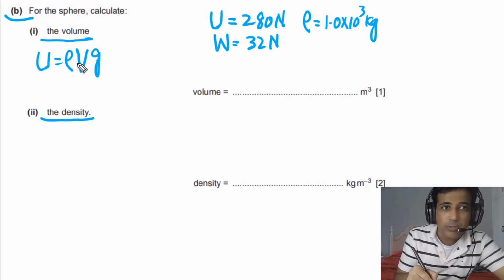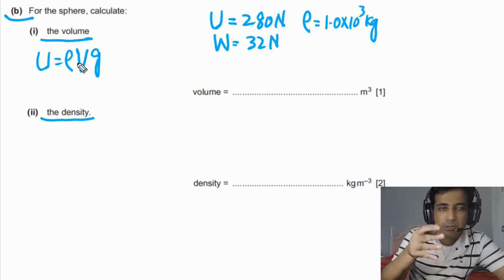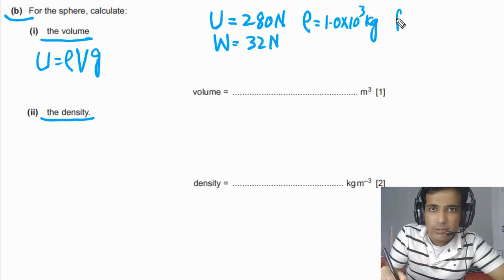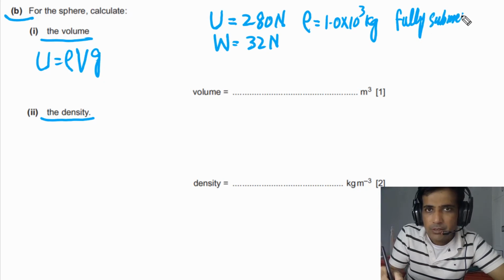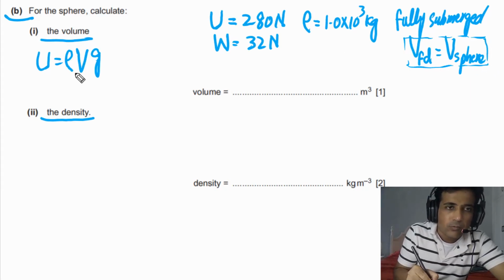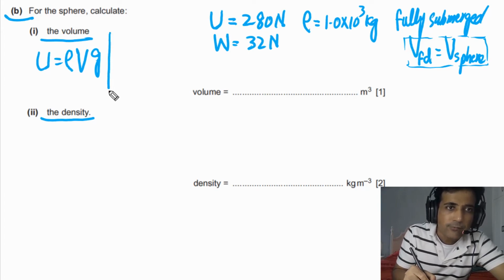We need to calculate the volume of the sphere, but in this case the sphere is fully submerged in liquid. Being fully submerged simply means that the volume of fluid displaced is equal to the volume of the sphere. So this is a very important point, you need to be clear about this one. In this case, this is the volume of fluid displaced, but this is also equal to the volume of the sphere, and we need to calculate this volume.